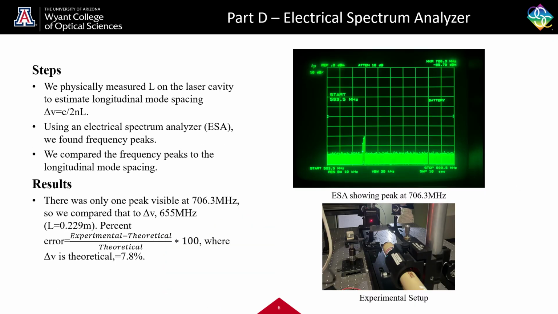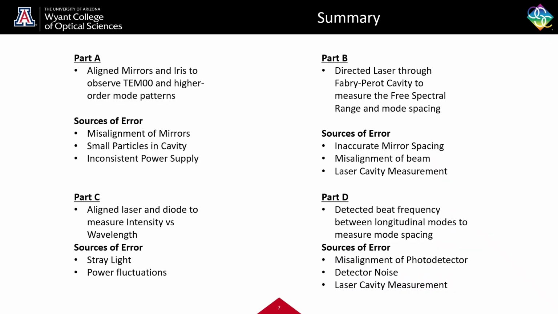In part D, we used an electrical spectrum analyzer to measure the longitudinal mode spacing of the laser. First we physically measured the laser cavity to estimate longitudinal mode spacing, and then we used the spectrum analyzer to find frequency peaks. We only found one frequency peak, so we just compared this to our theoretical value. Our peak was at 706.3 megahertz, and we compared that to our theoretical value, 655 megahertz, which was an error of 7.8%. So to summarize, we successfully found everything that we were looking for.